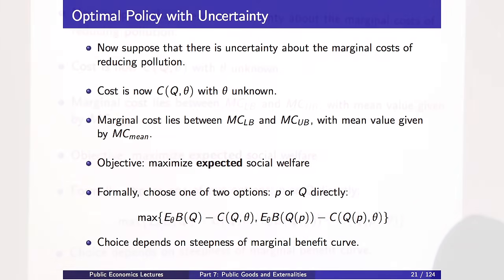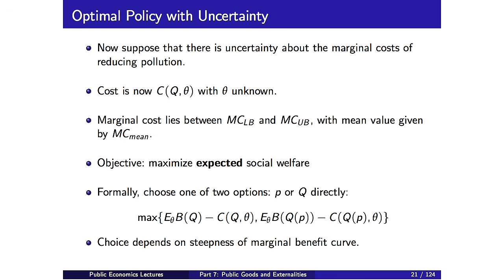Okay, so now we get to what Weitzman's actually about. What happens if there's uncertainty? So suppose the cost of reducing pollution is C of Q comma theta, where theta is a state variable. It's a parameter that the government doesn't know.